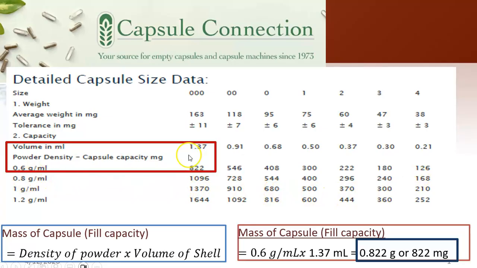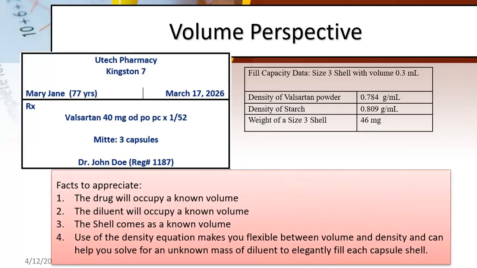The density of the powder, the volume of the shell, which is right here, and you can easily solve for the fill capacity and solve your calculation based on the fill capacity. Now, important things. The density of the powders must be given. 0.784 gram per mil, starch is 0.809 gram per mil. The weight of the shell is important in the end, and the volume is equally important.